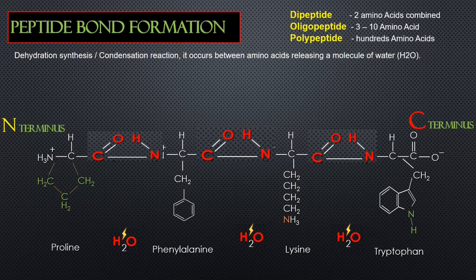Finally, when we combine two short amino acids, we call that a dipeptide. And when 3 to 10 amino acids are combined, we can call it an oligopeptide. And when a chain of 100 to 1,000 amino acids, a complex molecule of protein, is combined, we will call it a polypeptide chain.